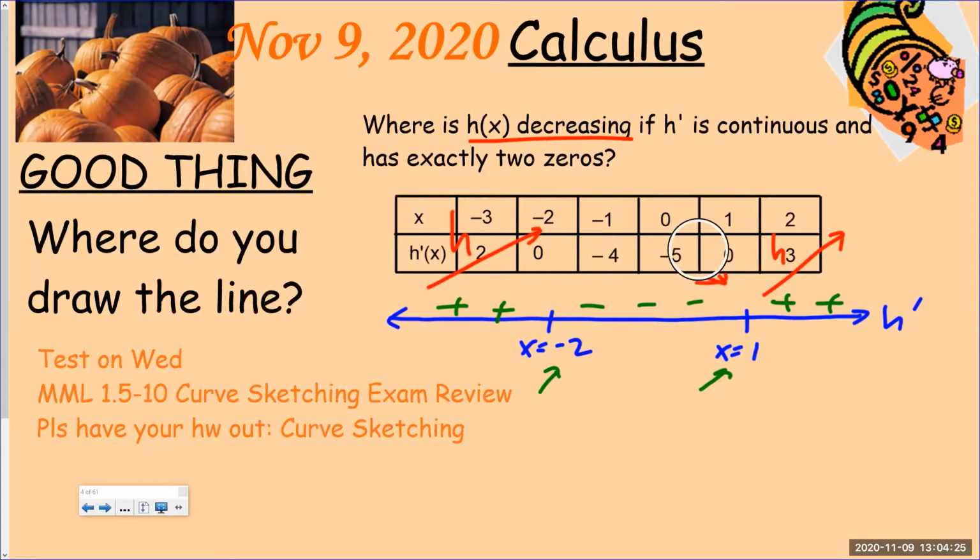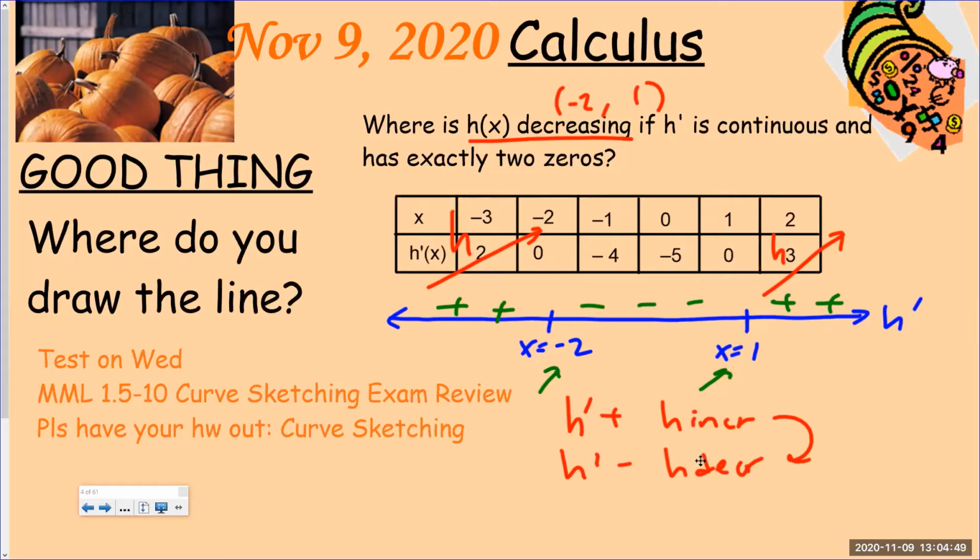Very good. You want to read from the x-axis. So that's -2 to +1. Let me tell you the most common wrong answer: students don't draw a number line. So they'll just say, when H prime is positive, H is increasing, and when H prime is negative, H is decreasing.